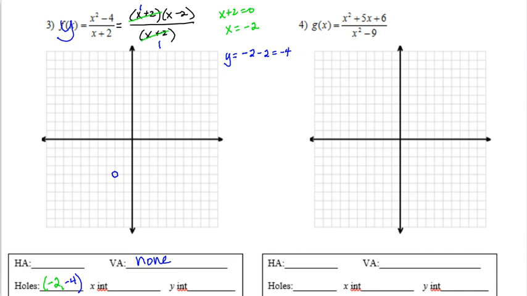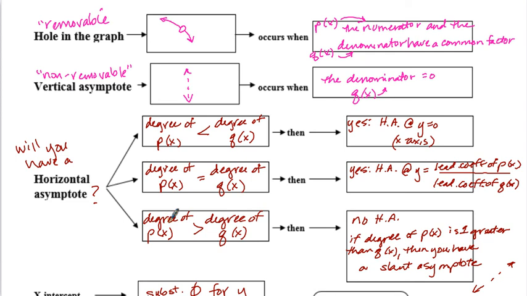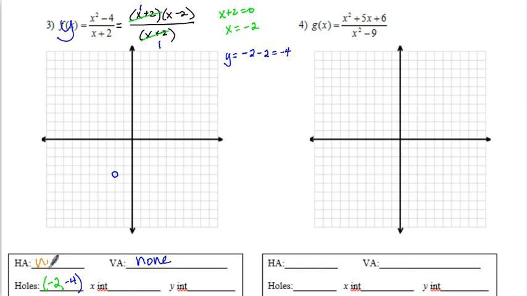So now let's hit our horizontal asymptote discussion. Horizontal asymptote here, remember again we need to take a look at the degree of the top and the degree of the bottom. The degree of the top was a 2, the degree of the bottom was a 1. Let's go back to our decision tree. The degree of the top is greater than the degree of the bottom. No horizontal asymptote. Okay, so we have none for horizontal asymptote.